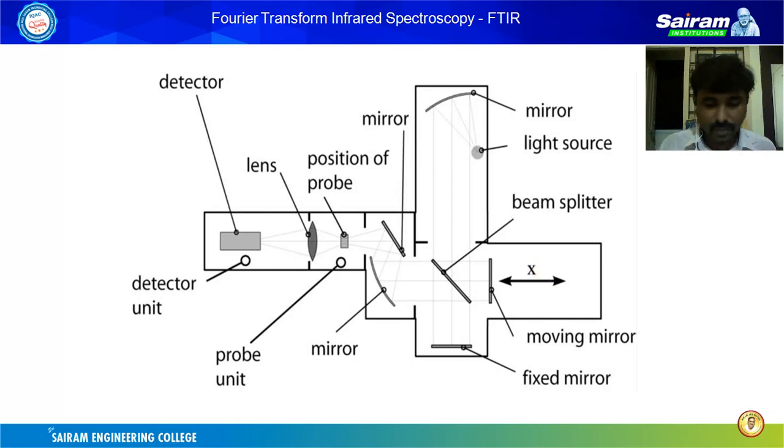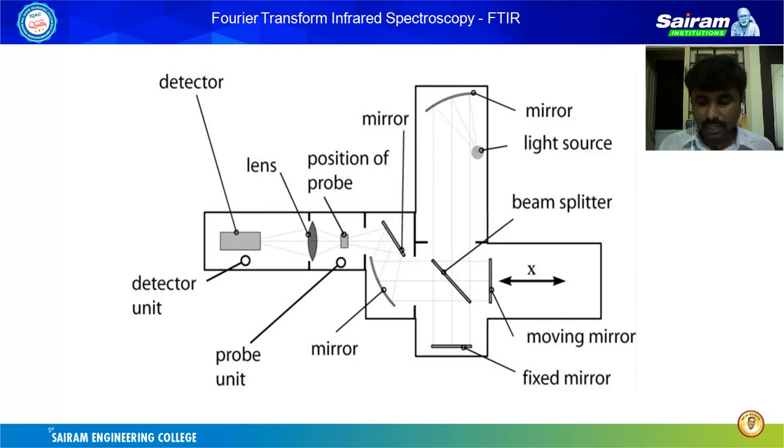The distance traveled by beam B can be varied before it recombines with beam A. When beams A and B recombine, an interference pattern is produced, which is incident on the detector. When the two beams are in phase at the beam splitter, maximum intensity will reach the detector. The intensity will be minimum when the beams are out of phase.